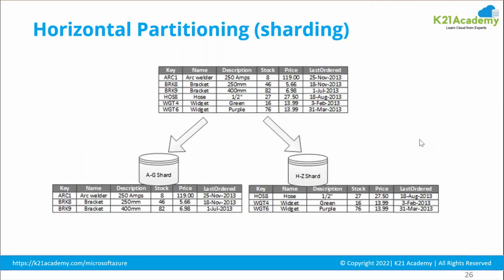Design a partitioning strategy, horizontal partitioning, which is called sharding, right? You can create a hash sharding. So here we are sharding it on A to G shard. So whatever are the keys on the basis of A to G, we are sharding it here, and then from H to Z we are sharding it here. So this is sharding on the basis of this column in a lexicographical fashion.